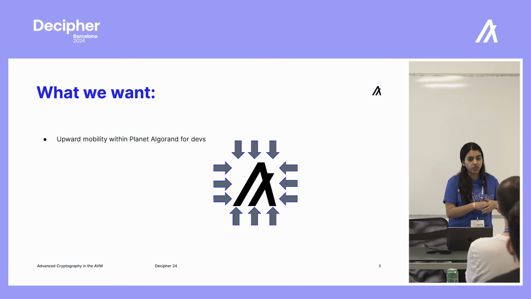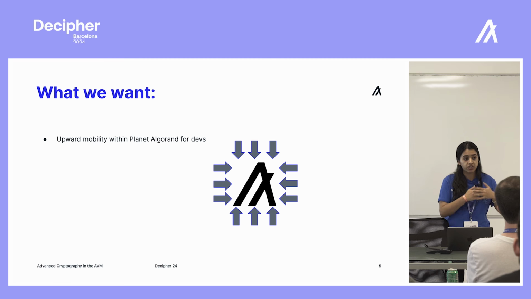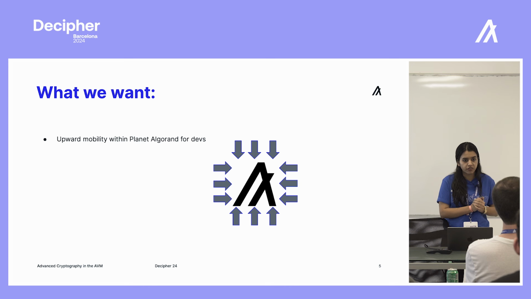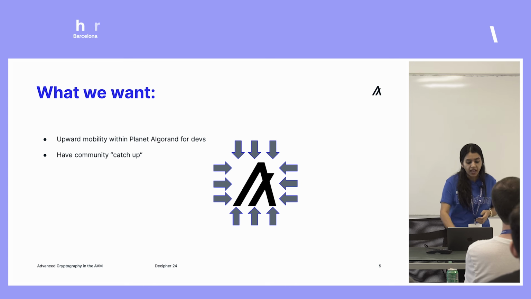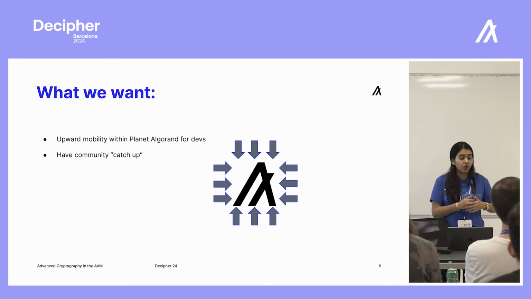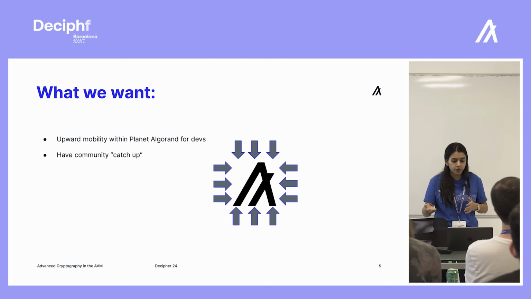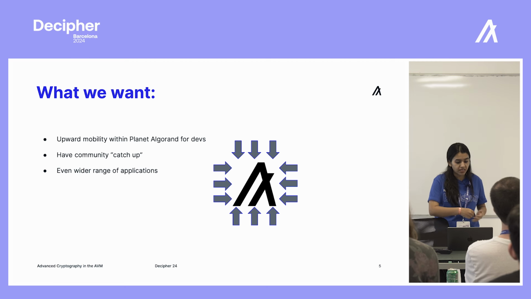Now coming to what we as Algorand want to achieve. The first thing we wish to achieve is more upward mobility within Planet Algorand for developers, so more and more developers coming to our platform and understanding our platform. We also want to have the community catch up. As we all know, there is a lot going on in terms of opcodes, different applications, and different changes in protocol that are coming up. We want everyone to come together and not leave anyone behind, so we definitely want everyone to catch up on the latest trends.